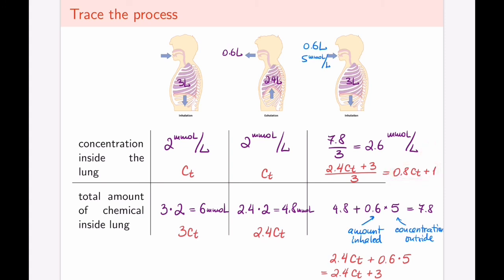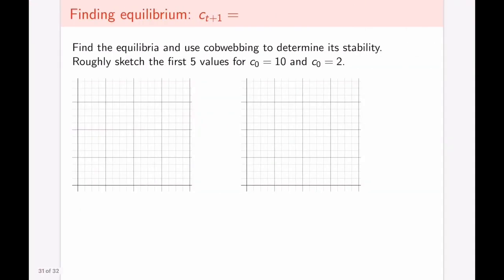Let's see whether we can find an equilibrium and analyze it analytically and graphically. So let's record our findings. We found out that C sub T+1 is 0.8 C sub T plus 1. And now you can already notice that this is a linear discrete dynamical system where, for example, last time we saw a similar example of methadone with a different number here, but actually also with plus 1 here.